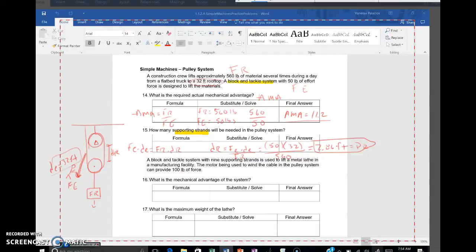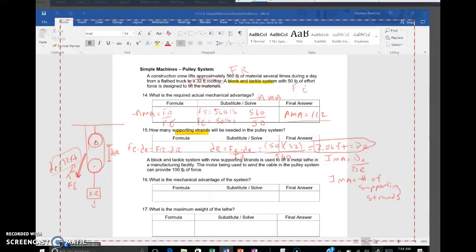Now, that doesn't actually solve our problem, right? Because it says it wants to know the number of supporting strands. So the other thing we need to do is look at our IMA, right? Remember, our IMA is DE over our DR. And also remember, for a pulley system, the IMA is also equal to the number of supporting strands. Remember that equation?